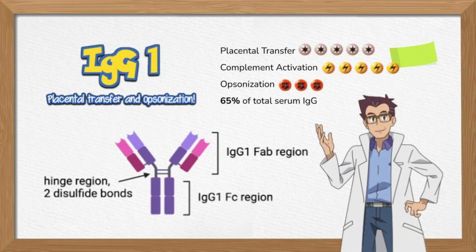IgG1. IgG1 is the most abundant IgG subclass, making up 65% of total IgG at a serum level of 6.98 grams per liter, so selective IgG1 deficiencies often cause hypogammaglobulinemia and recurrent infections. IgG1 has only two inter-heavy chain disulfide bonds, offering flexibility to the 15 amino acid hinge region.